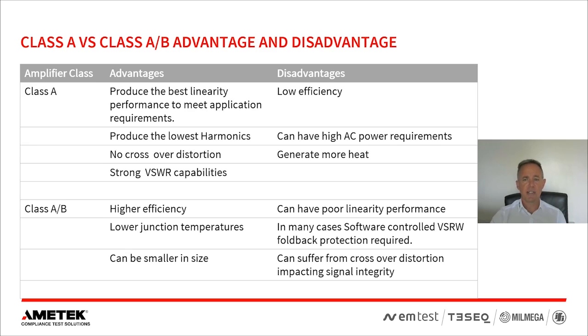So although Class AB amplifiers are suitable for many applications, such as EMC, they are not suitable for all applications due to their degraded linearity performance. They are more susceptible to VSWR damage, and in some instances of poor design can still suffer from crossover distortion, which can have an impact on signal integrity.